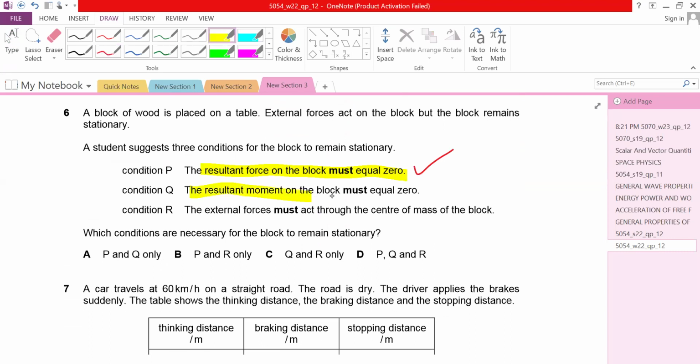Condition Q, the resultant moment on the block must be equal to 0. Yes. The external force must act through the center of mass of the block. So you can say that this condition isn't necessary. So the correct option for question number 6 is C.